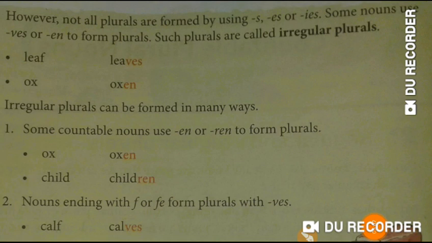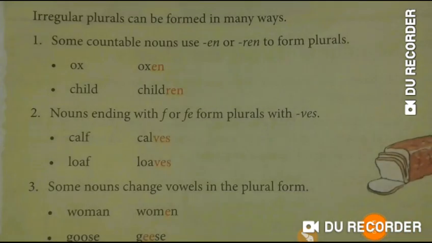However, not all plurals are formed by using s, es, or ies. So they are called irregular plurals. Irregular plurals can be formed in many ways. Some countable nouns use en or ren in the end to form plurals. For example, ox. So its plural will be oxen. So in the end we have used en.